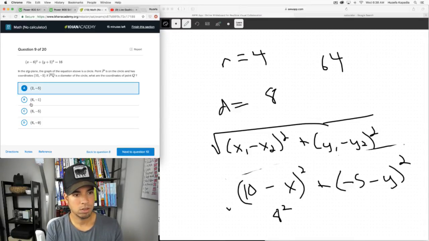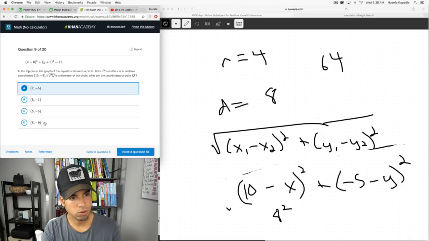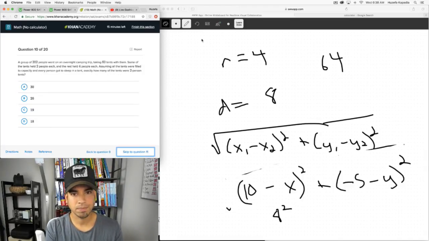But let's just look at these other ones quickly. 6, we'd get 4 squared plus 4 squared, say 32. No, here we get 4 squared plus 0. That wouldn't work. 4 squared plus 4 squared. So that wouldn't work. All right, it's that first one.